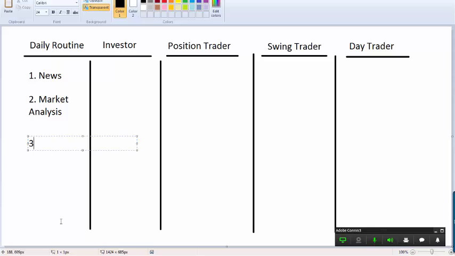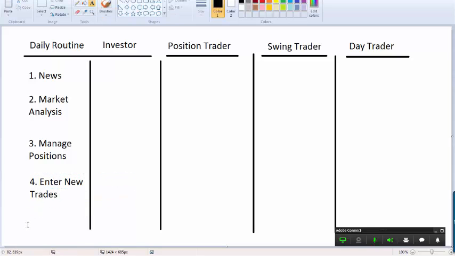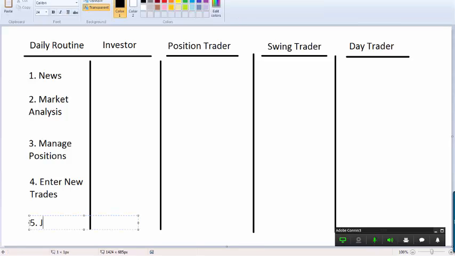Number three, we need to also manage positions. Number four, enter new trades. And then number five, journal, review, research. We'll put that all into one general area. Okay. So let's take each area one at a time, and my OCD brain will not like that.